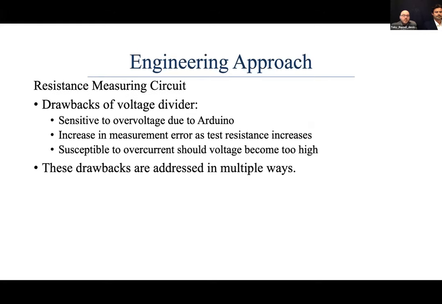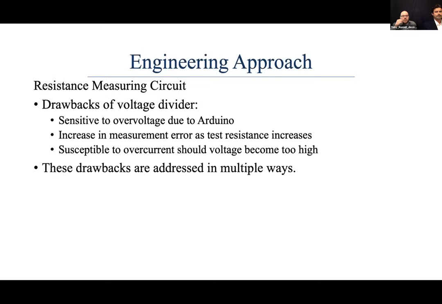But there are drawbacks to the voltage divider circuit. It is a simple solution, and because it is simple, it has a couple drawbacks. It is very sensitive to overvoltage, which is dangerous because it could damage the Arduino and the device itself would just cease to work. So that's what the Zener diode is used for. It's to protect that Arduino from voltages on its analog input pins from anything higher than 5 volts.